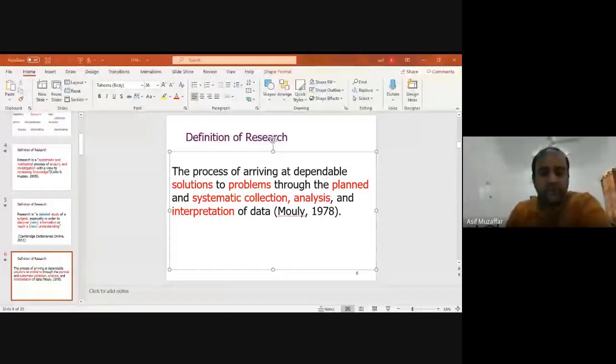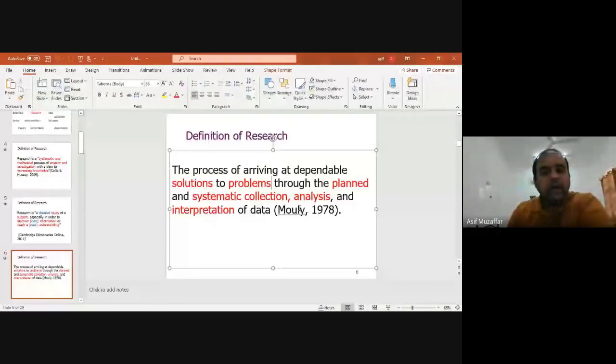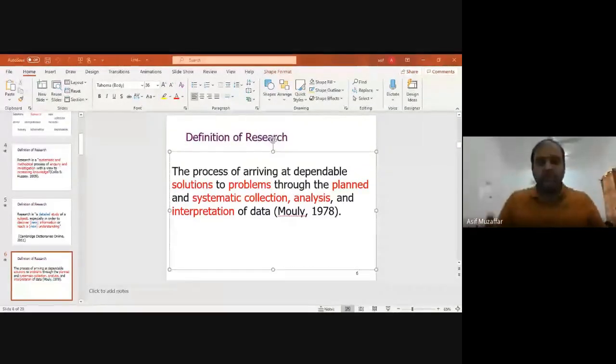So this is one definition by Molly 1978. He says that you arrive at the dependable solutions to a problem through a planned and systematic collection, analysis, and interpretation of data. That means you have some data with you. With that data, you will find the solution to the problem. There is no talk about new knowledge. Why? Because when you find a solution to a problem and you are the one who has found that solution for the first time, this is new.